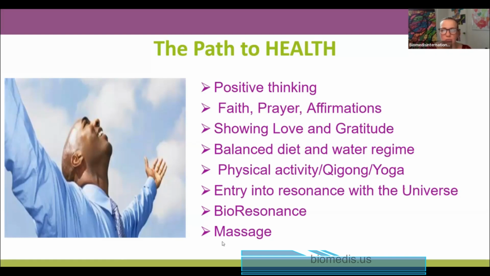Go into resonance with the universe. Listen to the universe. Listen to the answer inside of you. They are all there. Use the bioresonance. You already have all our devices, and of course I'm going to say massage. It is also very stress relieving, and I would say it's a must tool if you want to heal any chronic condition, especially if it's related to your muscles.